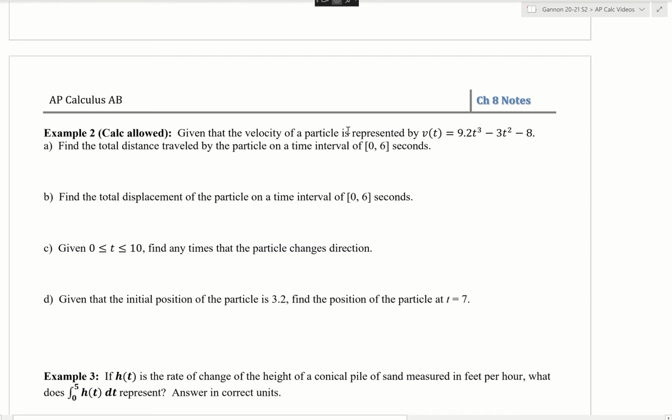The velocity of a particle is represented by v of t, which is 9.2 t cubed minus 3t squared minus 8. We're going to answer some questions. First one is to find the total distance traveled by the particle on the time interval from 0 to 6 seconds. So the first thing is making sure you remember how to calculate total distance.